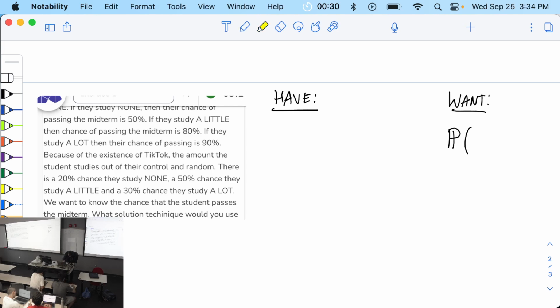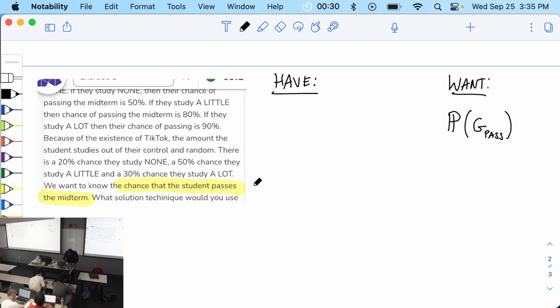It says the chance of passing the midterm. We know that means a probability. So it's the probability of passing the midterm. That is some kind of event. I'm going to give that event a name so I can talk about it. I'm going to call it G-pass. G stands for grade. G-pass means the event that your grade was a pass. So these are things in my universe, in my little sandbox of the world over here.